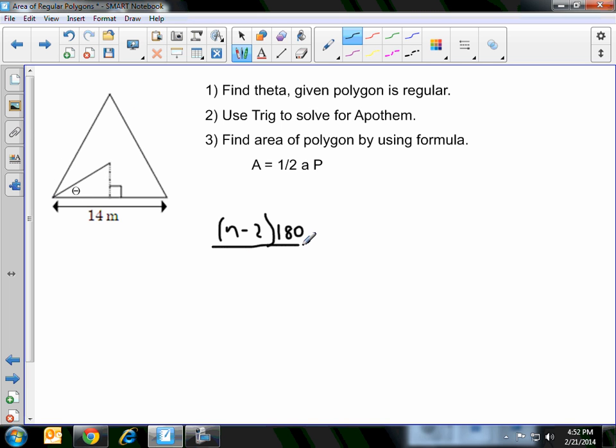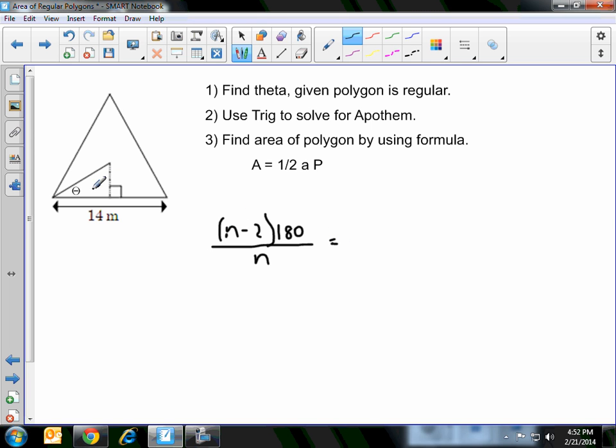So I want to divide that by n, and since it is regular, I'm able to use this formula. Does this seem familiar to you? Hopefully it does. N is the number of sides. It's always subtracted by 2, and then you multiply that by 180. And then you divide that by n to get the whole entire angle. Theta is always half of this number.